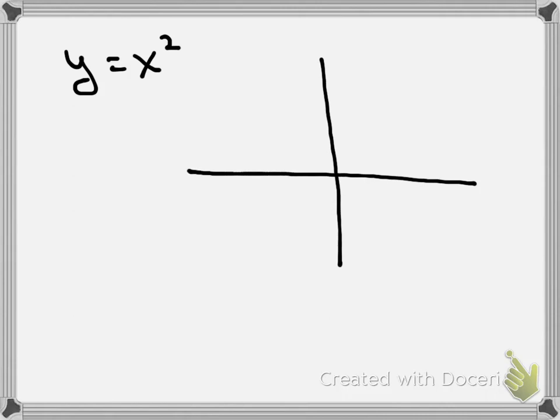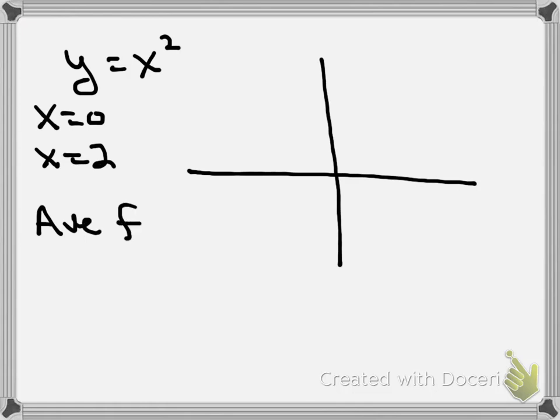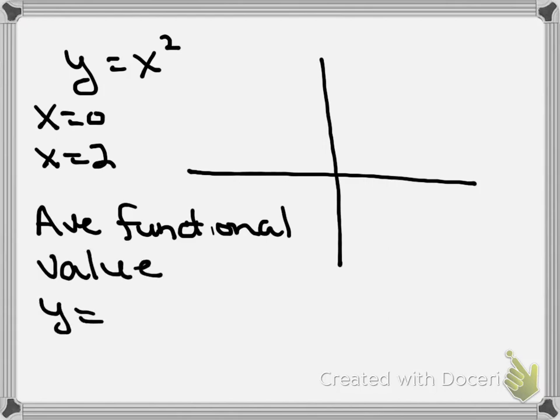Suppose I had a function y equals x squared, which is a parabola, and I wanted to find out the average functional value between x equals 0 and x equals 2. So I want the average functional value. And just remember that y is f of x.